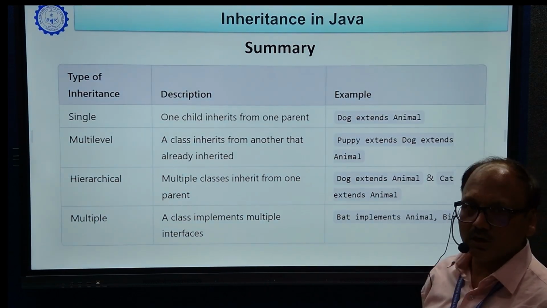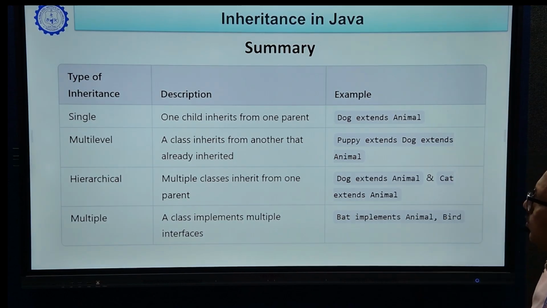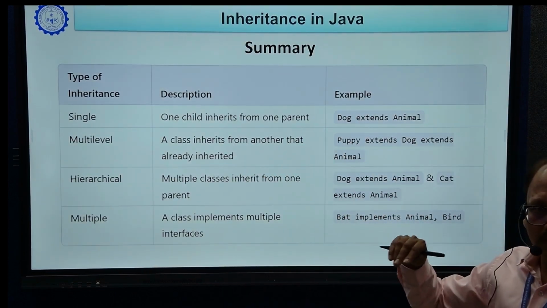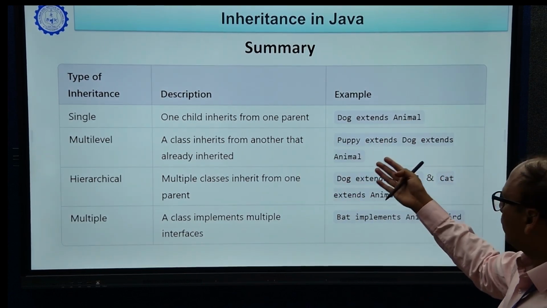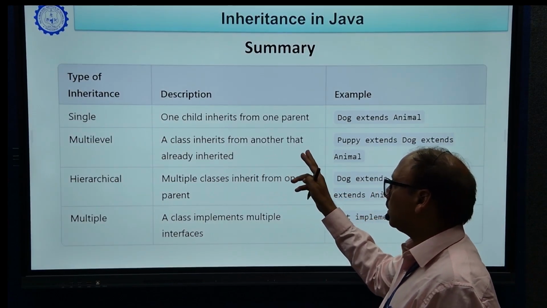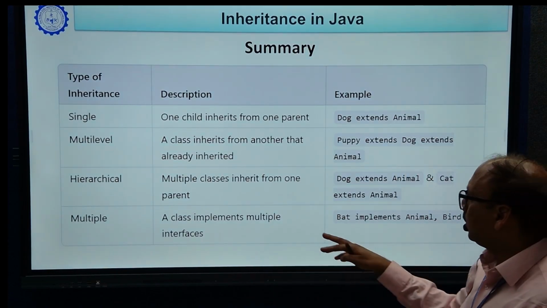Now we come to the conclusion of what we learned from this inheritance topic. There are 4 types of inheritance, as I already discussed with you: single inheritance, multi-level inheritance, hierarchical inheritance, and multiple inheritance. Single inheritance means one child inheriting the property of one parent, right? An example was written in the previous slide: dog extends animal. Multi-level inheritance means one class inherits from another, which is already inherited from some other class, right?